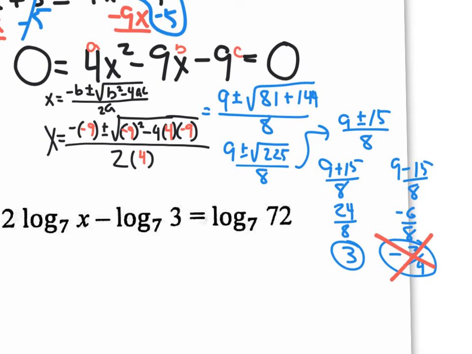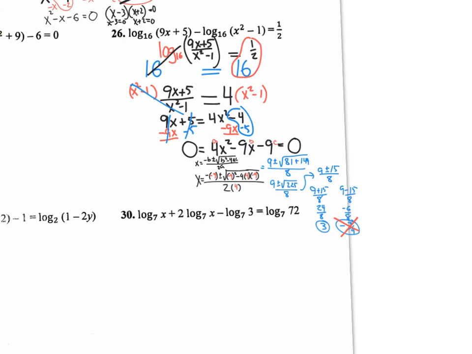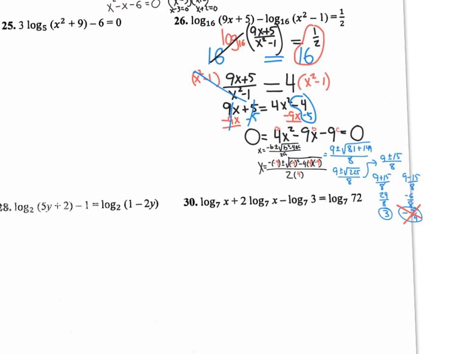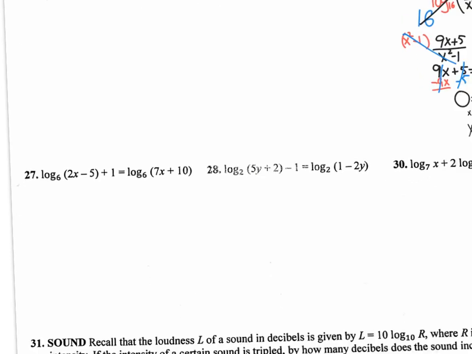So on your answer spot, you're only going to write the answer 3. You're not going to write negative 3/4. If you put negative 3/4, I have to mark it wrong, you'll get half credit. So please make sure you only write the one that works. So number 26, that was a huge process. Any other one? 28? Sure, why not?